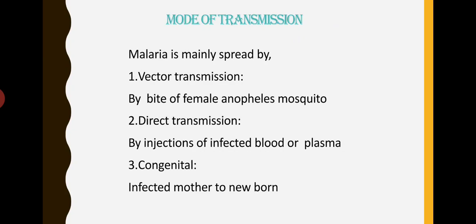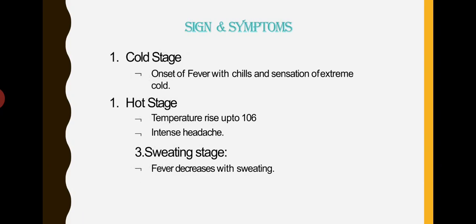Congenital transmission occurs from an infected mother to the newborn baby. If a pregnant woman is suffering from malaria, and after that when she gives birth, the newborn baby also suffers from this disease. This is about the mode of transmission of malaria.